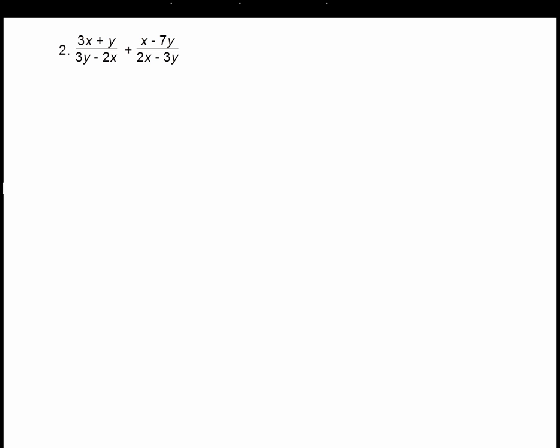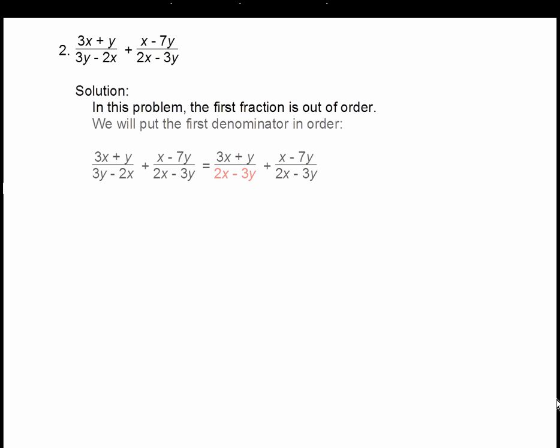Again, the numbers look very much alike, but one of them is out of order. Remember, we like alphabetical order. X comes before y, so it's the first denominator that is out of order. So in this problem, the first fraction has its denominator out of order. So we put the first denominator in order. So there, we've changed 3y minus 2x to 2x minus 3y.